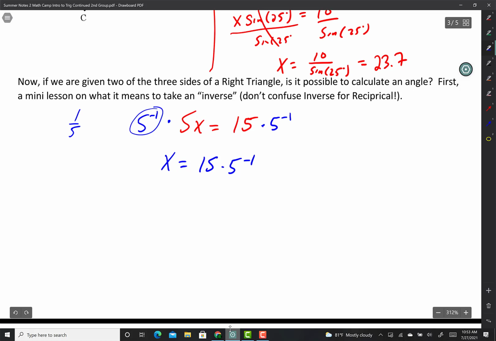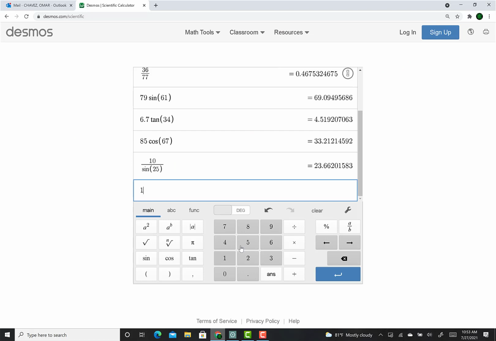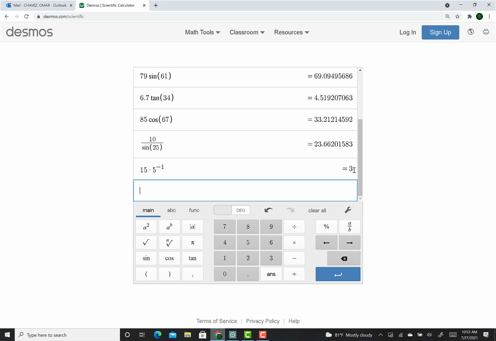So it's like taking 1/5 times 5, and the 5 goes away, right? So 15 times 5 to the negative 1 is 3. And if you don't believe me, here is my calculator. So 15 times 5 to the negative 1. And there it is. You get a 3. Cool?